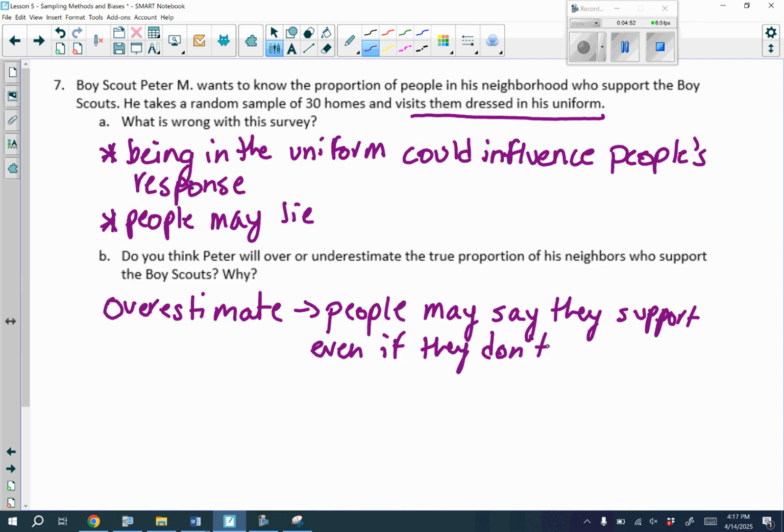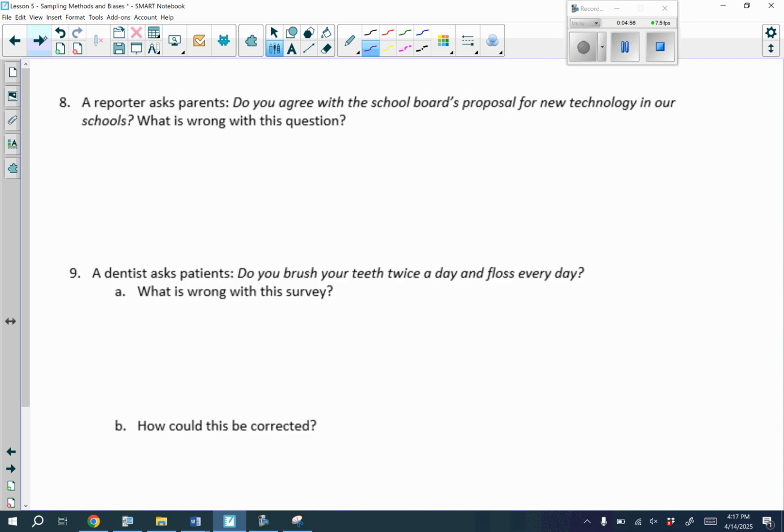Okay, let's look at our next example. We have question 8. A reporter asked parents, do you agree with the school board's proposal for new technology in our schools? Okay, what is wrong with this question? Go ahead and pause the video and write down your jots. What do you think is wrong with this question?